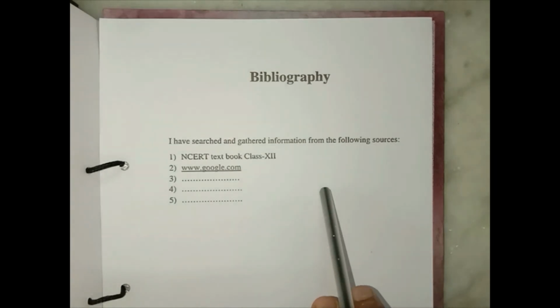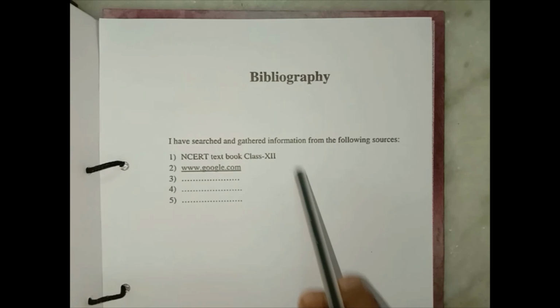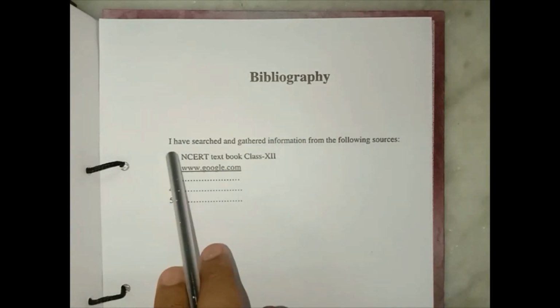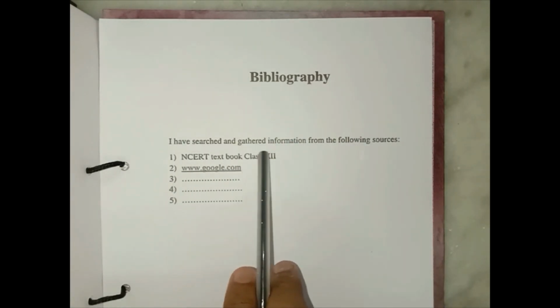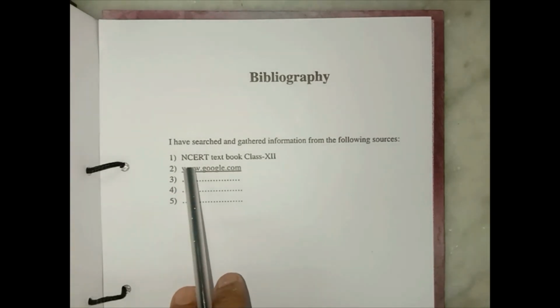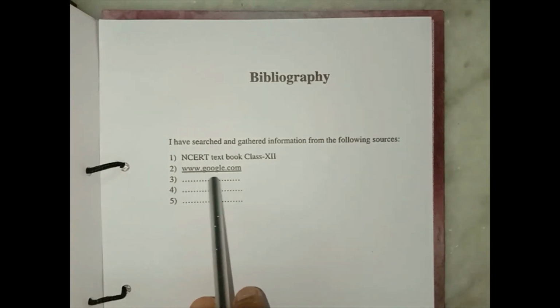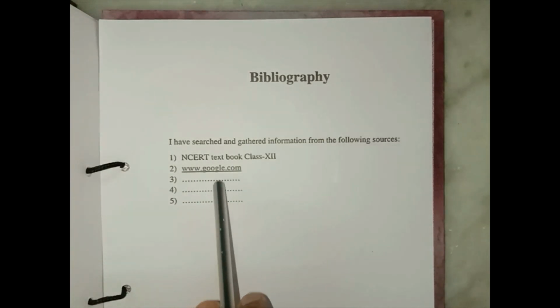It should be handwritten. Okay, here it is in printed form, but it should be handwritten. Here you write the heading "Bibliography". Under this you write, "I have searched and gathered information from the following sources." Write down the sources here. First one should be the NCERT textbook Class 12, then www.google.com, then other sites you can mention, and other book names you can mention here. Okay, in that way we can end our accounts project.